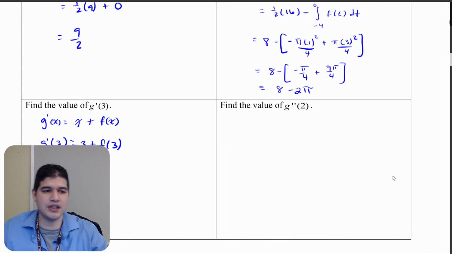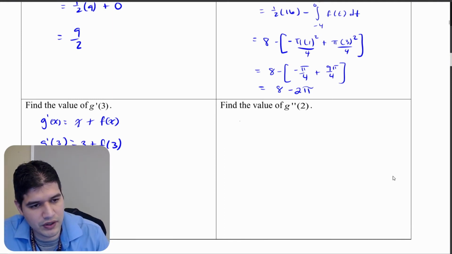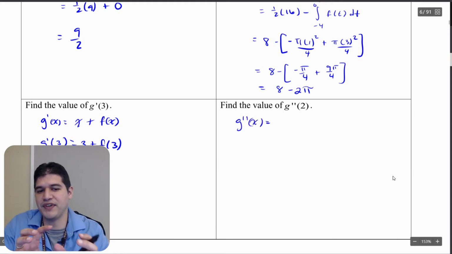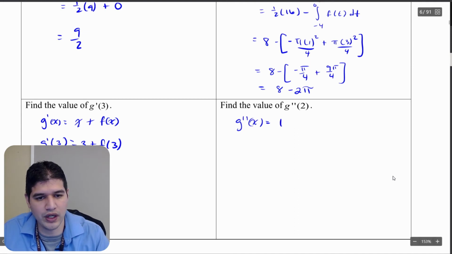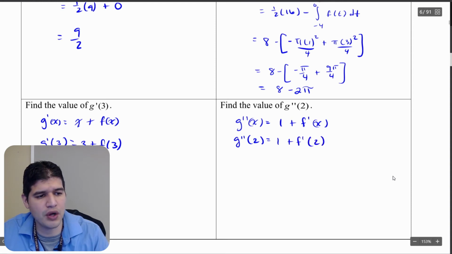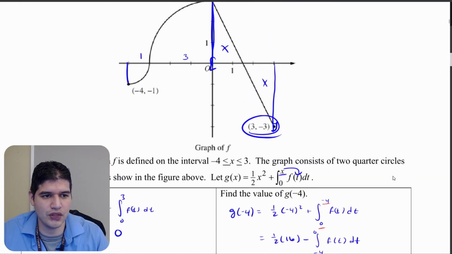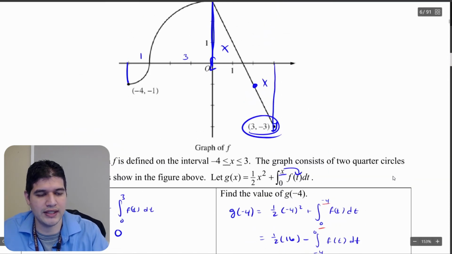And we're going to do a similar thing here for the second derivative of g at 2. So what is g double prime of x? Well, I already have g prime of x over here, so I'm going to get 1 plus f prime of x. G double prime of 2 is going to be 1 plus f prime of 2. Let's hope there's a derivative that we can get. So f prime of 2, I want the slope at 2. It is on this line, and I can figure out what the slope is.